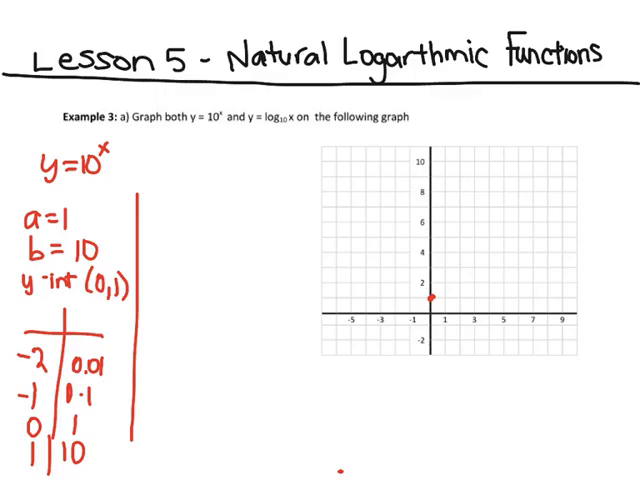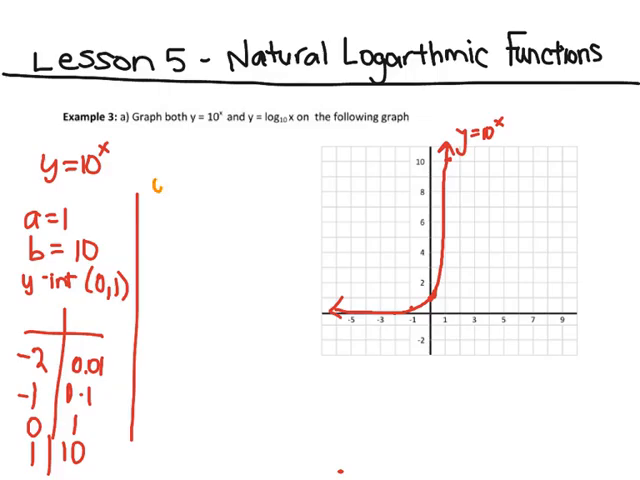So this graph looks like this. It goes up and goes through the point (1, 10). So this is the graph of y equals 10 to the power of x.